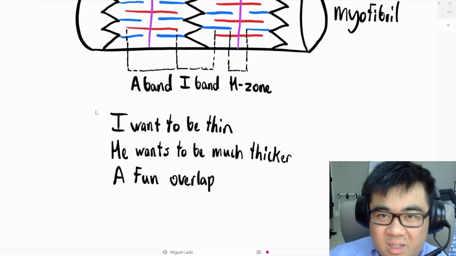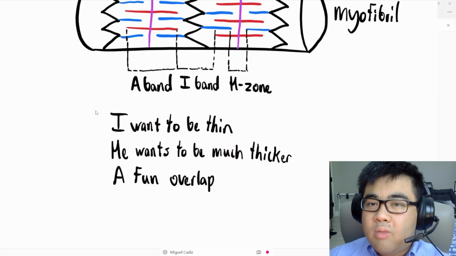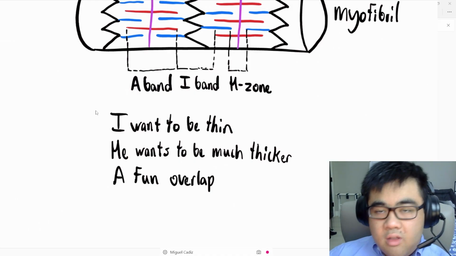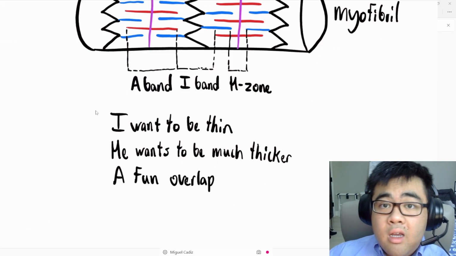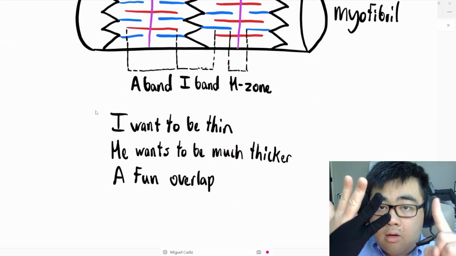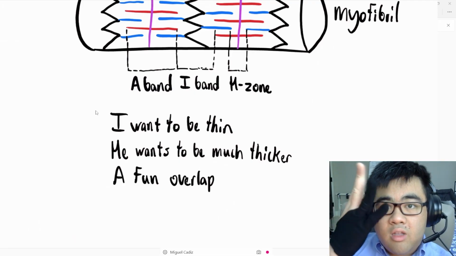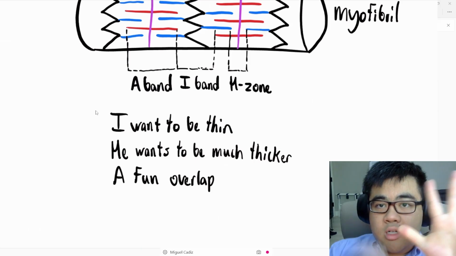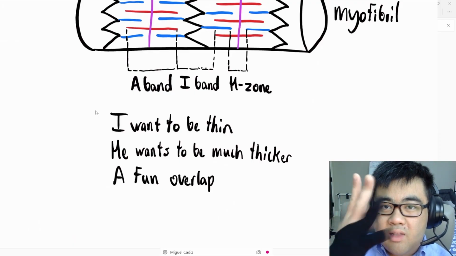Now, everyone has their ideal body weights. At least for me, I want to be a little thinner. I want to lose a bit of weight, so I want to be thin. Next, you have someone who might want to gain a little bit of weight. He wants to be thicker, or he wants to be much thicker, right? So I want to be thin. He wants to be much thicker. And finally, the last verse, which is a fun overlap.